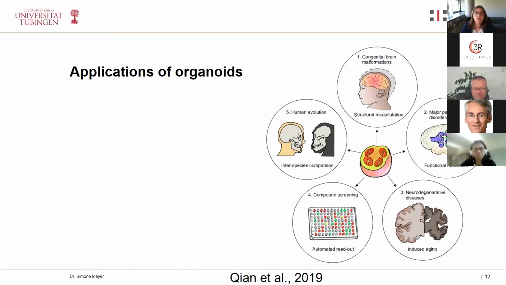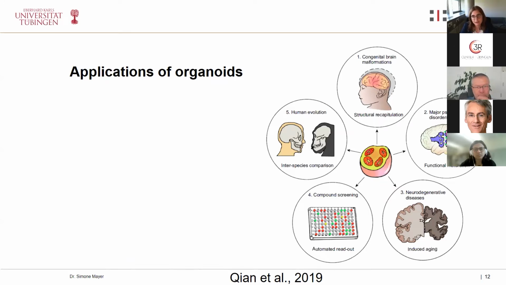And so with this, I would like to end my brief overview of human brain organoids with an overview of the applications of them to answer different questions. So the first one, of course, from a developmental neurobiologist point of view with a clinical eye, brain organoids have been used to study congenital brain malformations, and they can structurally recapitulate to some extent what is going on.